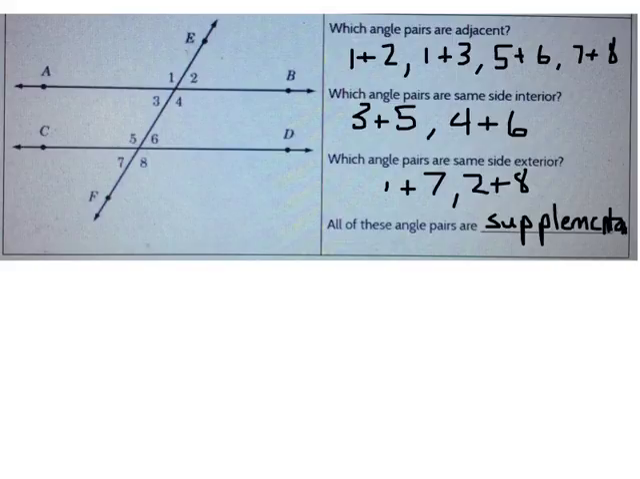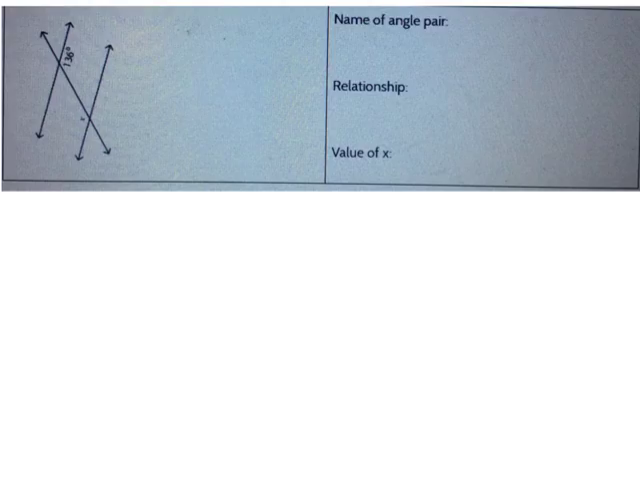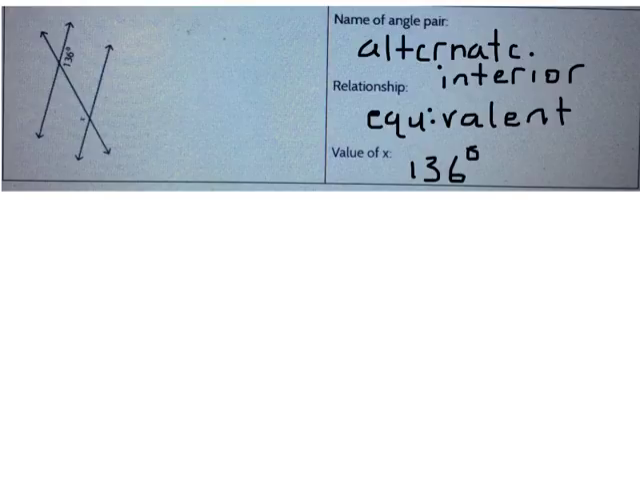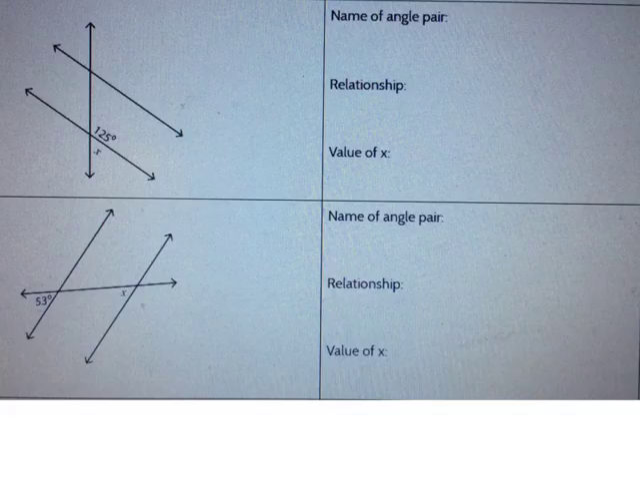We can use our knowledge of these angle pairs to help us solve for missing angles. Let's look at an example. What is the name of the angle pair formed by 136 degrees and x? These are alternate interior angles. They're on opposite sides of the transversal and inside the parallel lines. What's the relationship of alternate interior angles? They're equivalent. So what does that mean is the value of x? It's 136 degrees.